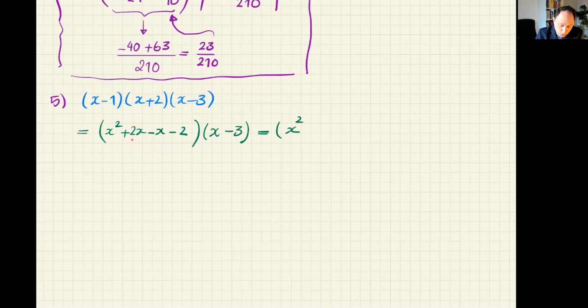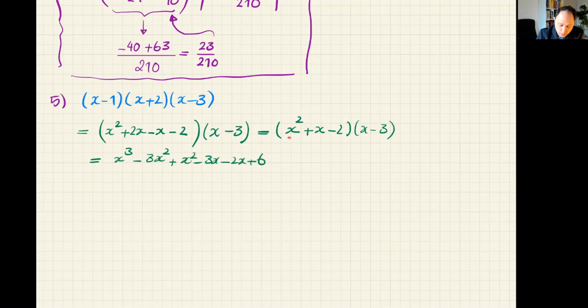So before continuing, I see that these two are similar, so I simplify them. 2x minus x is just simply positive x, and then I have minus 2, and then I have x minus 3. You see, again, I copied and pasted this x minus 3. Now I go to the next step. I take these 3, multiply them one by one here and there. So this becomes x to the 3 minus 3x squared plus x squared minus 3x minus 2x plus 6.